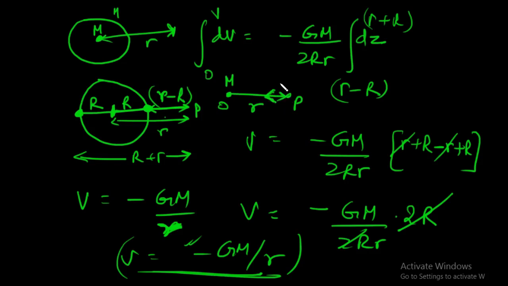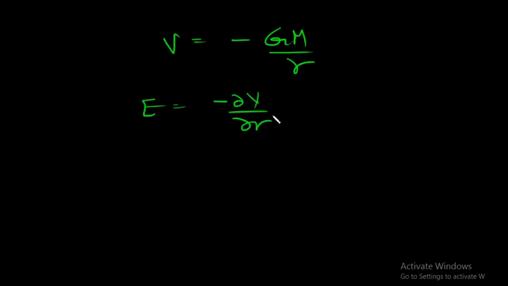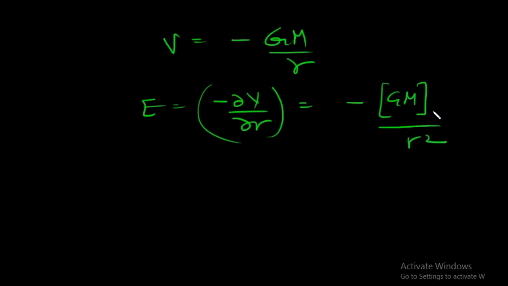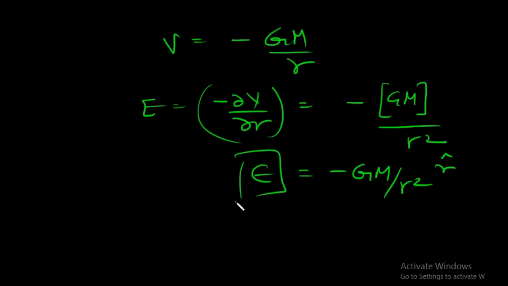So we had V equal to minus Gm by r. What would be the field? Field is described as minus dV by dr. So this would be equal to minus Gm by r square. This would be the answer. This is equal to minus Gm by r square, and we can put this as r cap. This would be the gravitational field.